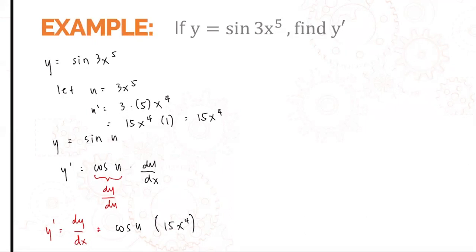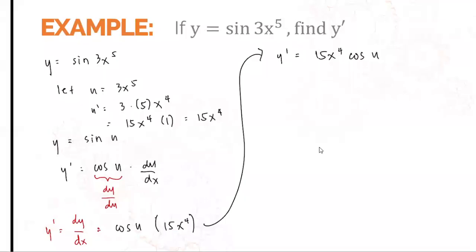Then, we simplify. So, we have y prime is equals to 15 x to the fourth cosine u. Then, gagawin lang natin is to substitute back yung original natin value ng u. Okay? So, y prime is equals to 15 x to the fourth cosine of 3x to the fifth. Okay?